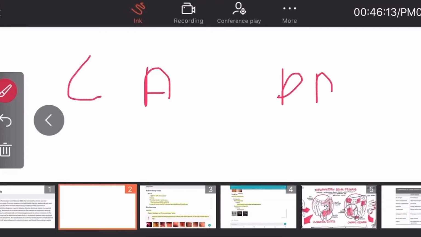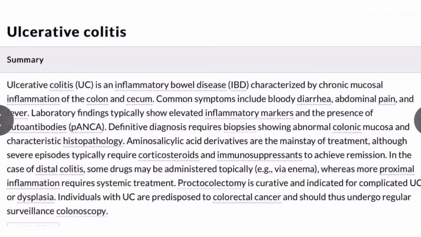So in ulcerative colitis, the ANCA is which type? The ANCA is the P ANCA type, perinuclear ANCA. If you see the P ANCA in the laboratory test, and the inflammatory markers increase, we will discuss the markers in a while. Definitive diagnosis requires biopsies. You take the biopsy and if you see abnormal colonic mucosa and characteristic histopathology, you must know it is ulcerative colitis.